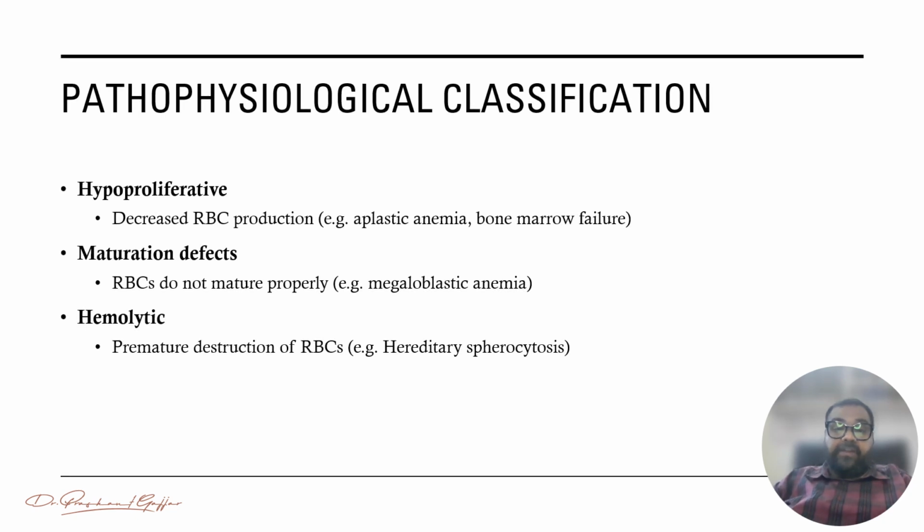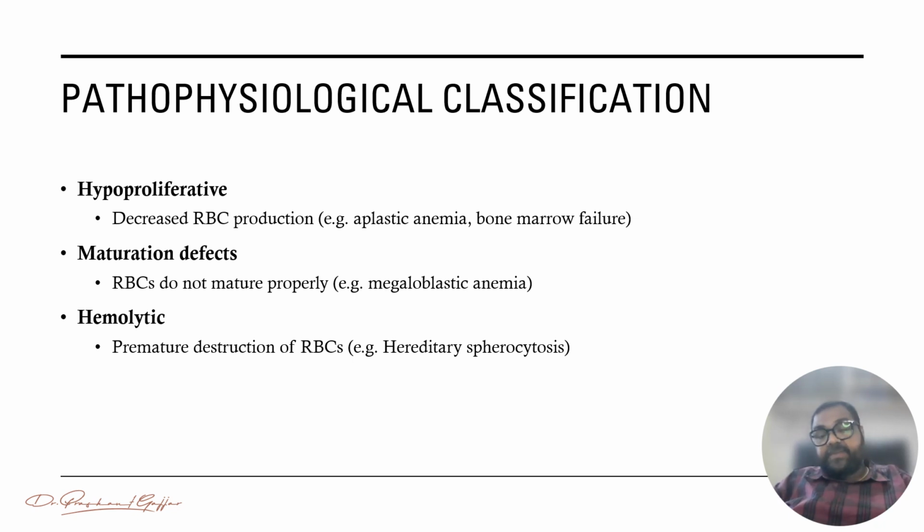So hypoproliferative causes, or the pathophysiology: decreased RBC production, like in aplastic anemia or bone marrow failure. Some maturation defect, so blasts cannot convert into the cells. So RBCs do not mature properly, as in megaloblastic anemia. And the third one is hemolytic anemia, so premature destruction of the RBC.